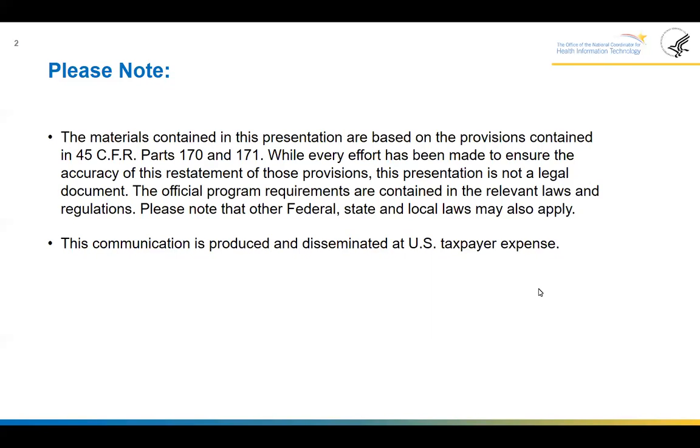So before we dig further into information blocking, let me just give a heads up on upcoming webinars. We'll also have a webinar on the certification criteria and the conditions of certification on April 22nd at 3 p.m. There'll be one on application programming interfaces on May 6th at 3 p.m., a compliance timeline presentation on May 20th at 3 p.m., and also a presentation on health IT for pediatric care settings on June 3rd at 3 p.m. So we encourage folks to join those as well. They'll follow a similar format to what we've laid out today for the information blocking webinar. And with that, let's go to the next slide.